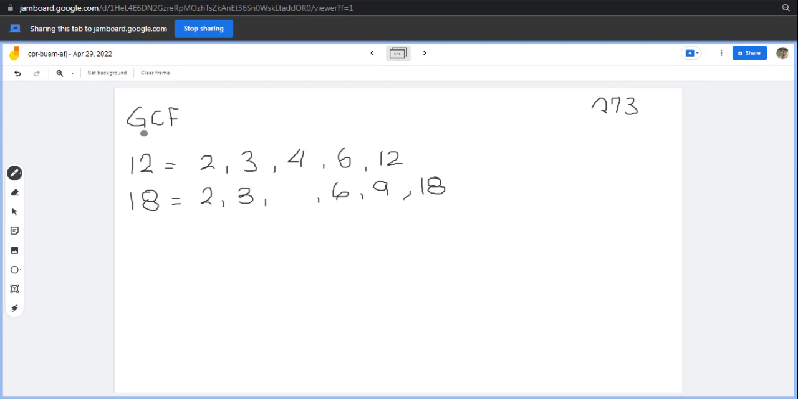Then, ngayon, ito kasi greatest common factor. So, hahanapin natin lahat ng mga common factor nila. Parehas ba sila may number 2? So, factor nila si number 2. And also, si number 3. Diba? Parehas sila may number 3. And also, parehas sila may number 6. Ngayon, tatlo yung factor nila. Pero, we must find which is the greatest. So, sa kanilang tatlong common factor, which is the greatest?